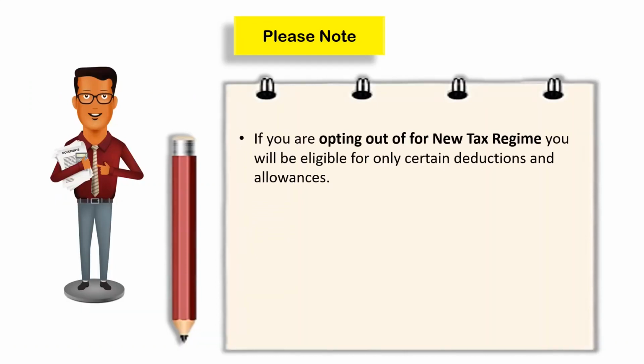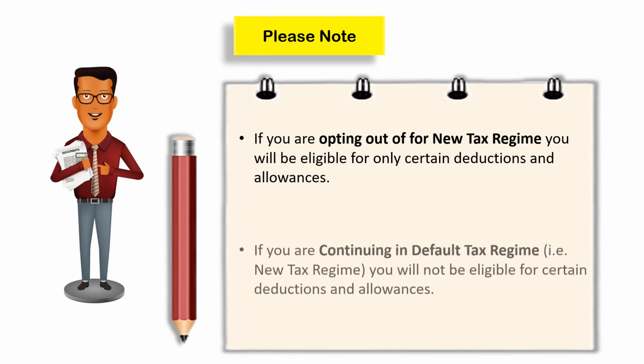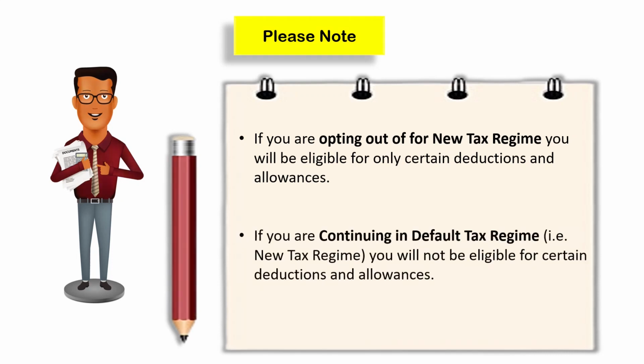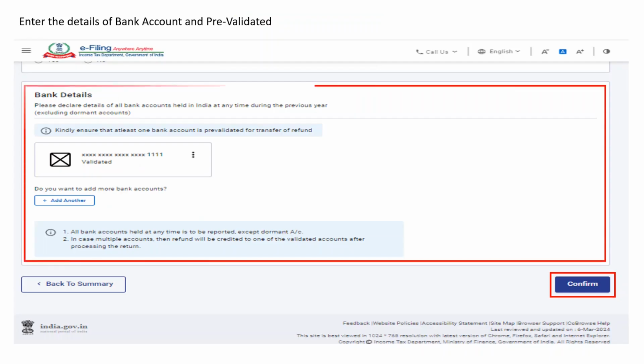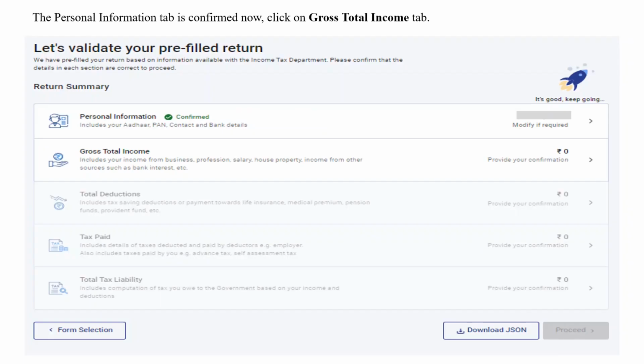Please note, if you're opting out of the new tax regime, you will be eligible for only certain deductions and allowances. If you're continuing in the default tax regime, that is a new tax regime, you will not be eligible for certain deductions and allowances. To know more, you may refer to our video on new tax regime versus old tax regime. In the personal information section, now enter the details of bank account and pre-validate it, and then click on confirm. Personal information tab is now confirmed.